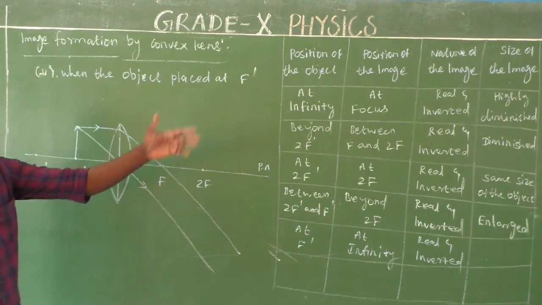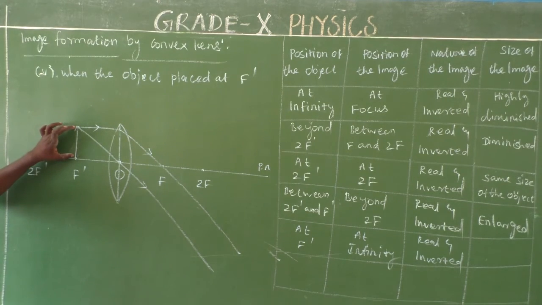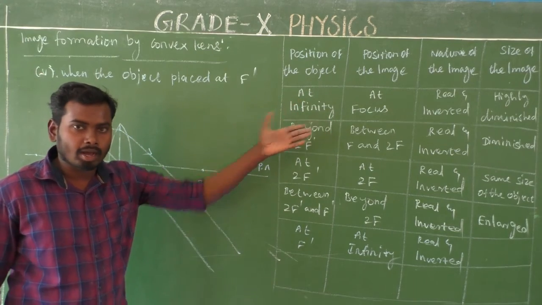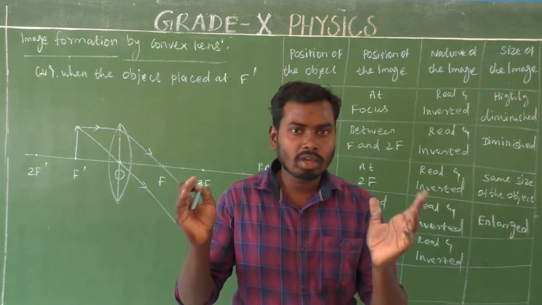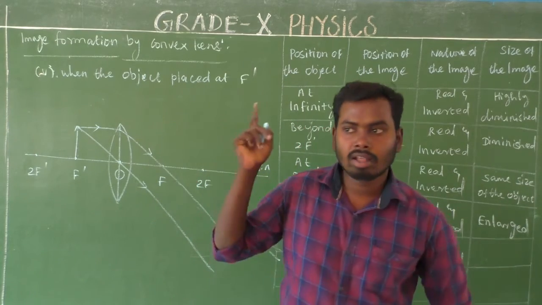Next, what is the fourth one? That is size of the image. Look here, this is the size of the object, but the image will be formed at infinity. Is it clear? That image size will be enlarged, very, very large compared to the object size. Is it clear? For example, the sun.